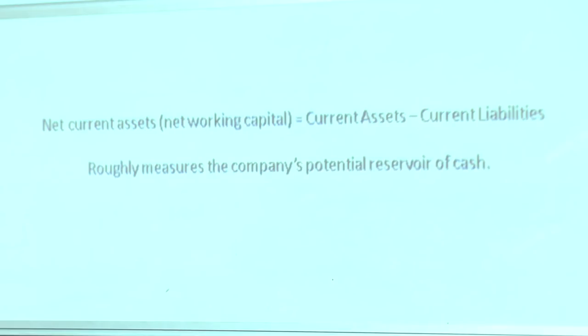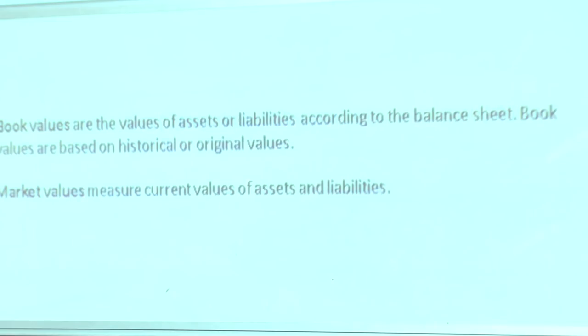Balance sheets are based on book values. They are historical values, backward-looking. They are measured based on the historical cost of those assets or liabilities. And market values are the current values of assets and liabilities that you can observe on the financial market.